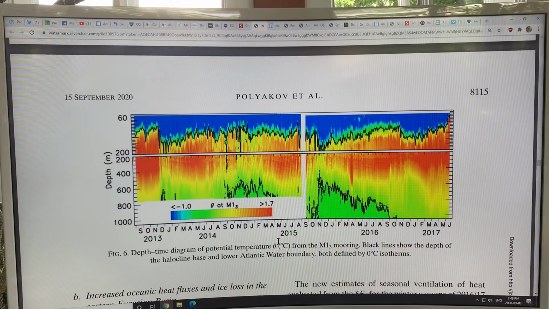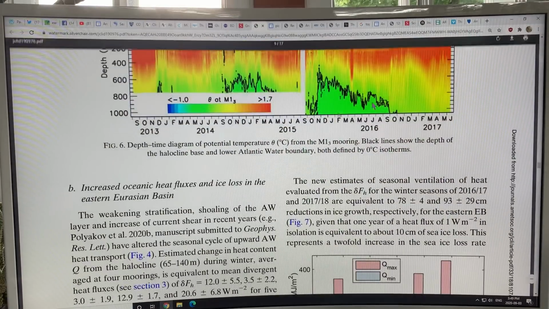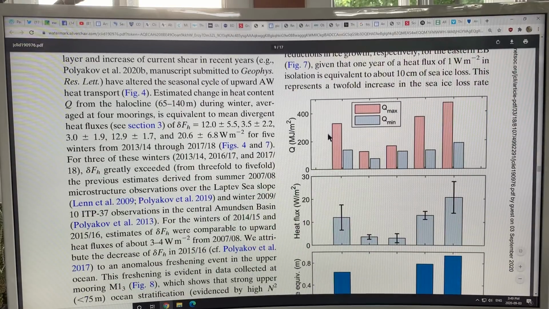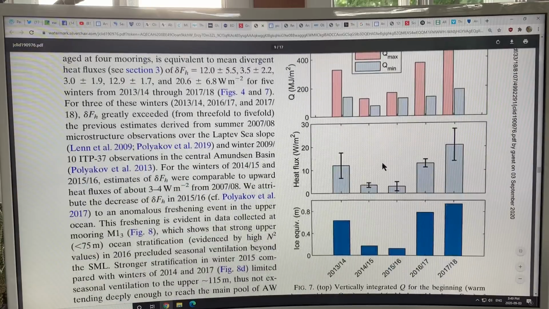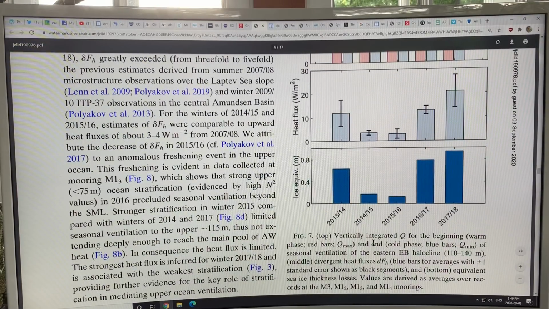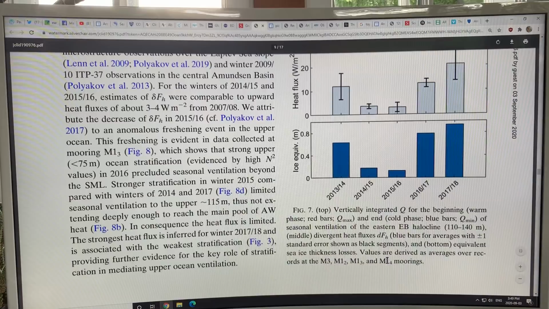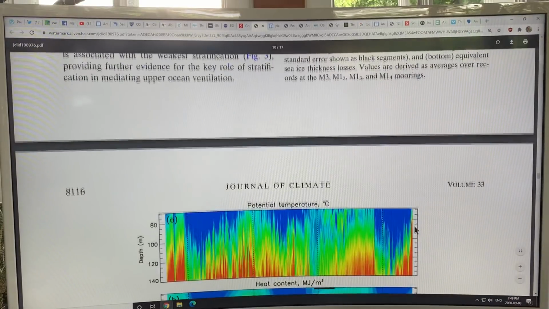This is another image showing the potential temperature from the M13 mooring, and you can see, as you go through the years, how the shoaling is occurring here. This is where I got the 60 meters from. It's not quite 60 meters, but the heat is going right up very, very close to the surface in the most recent time frame that this paper covered. This is heat Q, heat flux increasing. This is ice equivalent of melt. So more and more heat is moving to the surface, more and more melting is occurring.